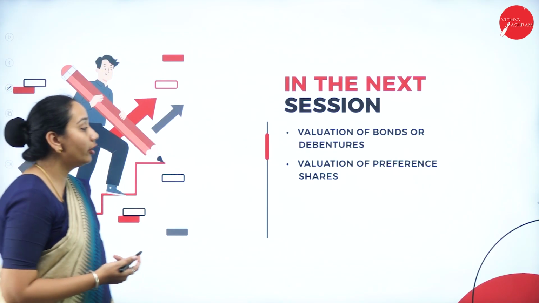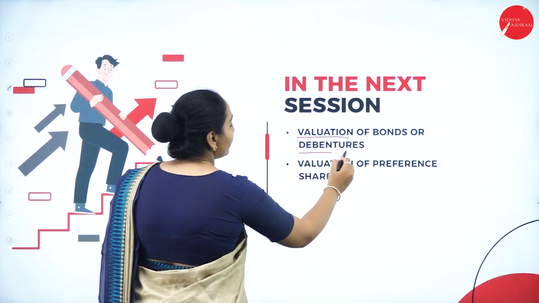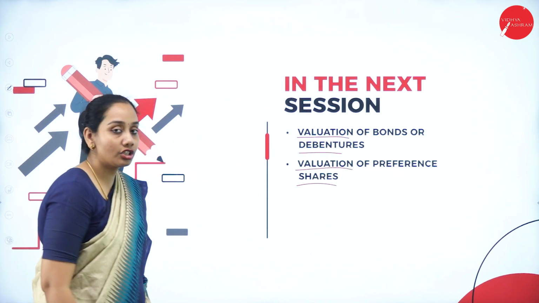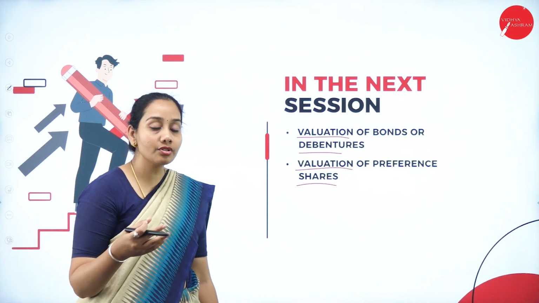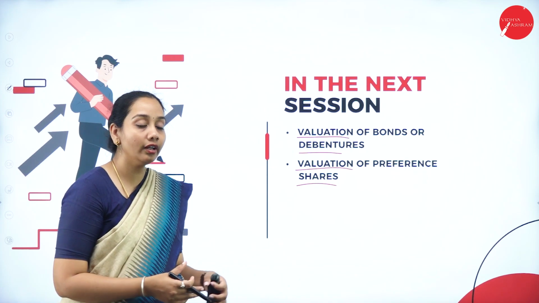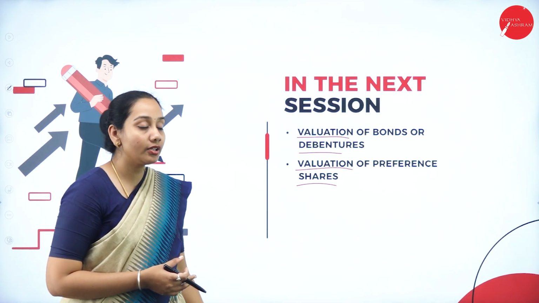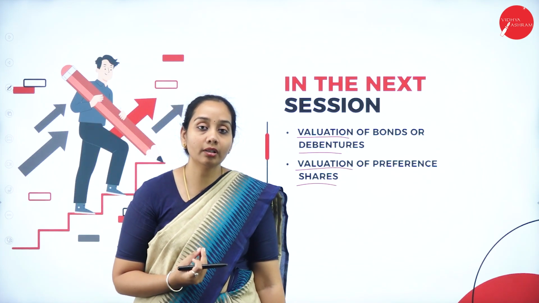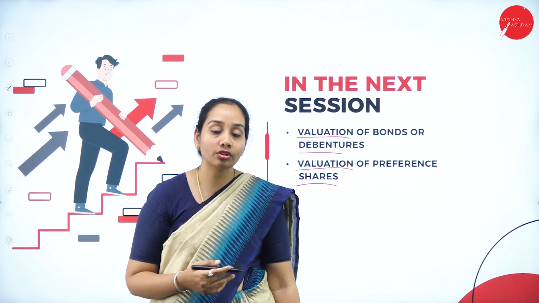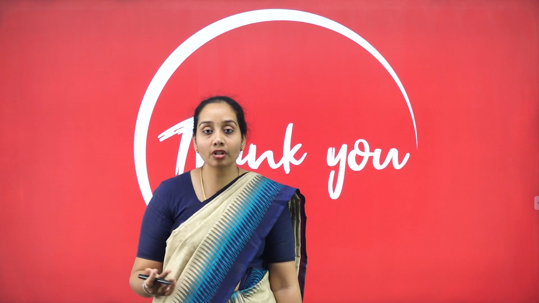So next session we are going to learn about valuation of bonds and debentures and valuation of preference shares. These are also important topics. So we'll see what are the different types of bonds we have got and how to calculate the value of bonds or debentures, and the valuation of preference shares as well. In this session we have learned about the calculation of annuity and salvage value. In the next session, we are going to calculate the valuation of bonds or debentures, valuation of preference shares, and one more concept, valuation of equity shares. All these we are going to solve in the next session.